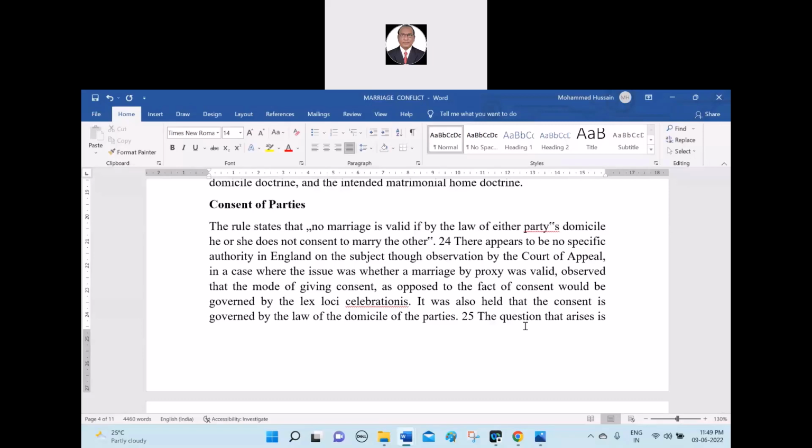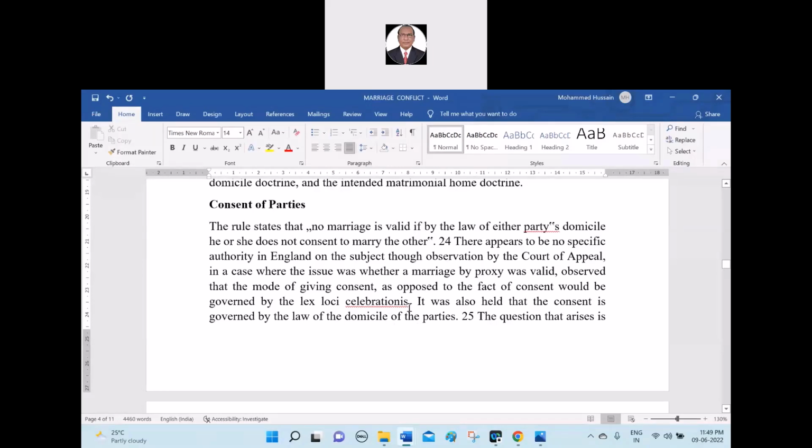Yes, the proxy marriages are not there, as far as my knowledge goes. So the mode of giving consent, as opposed to the fact of the consent, would be governed by the lex loci celebrationis, where the marriage is conducted; that formality should be followed. It is a correcting factor.